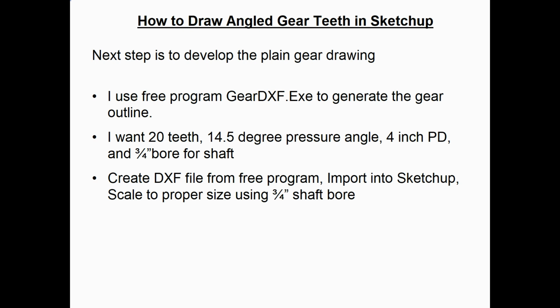So the next thing we need to do is to develop a drawing of the plain spur gear. So I use a free program called geardxf.exe to generate the gear outline. In this case, I want 20 teeth, want a 14.5 degree pressure angle on the teeth, want a 4-inch pitch diameter, or PD, and I'm going to use a 3/4 inch bore for the shaft size. So I create the DXF file from that free program, import it into SketchUp, then I scale it to the right size using that 3/4 inch shaft bore.